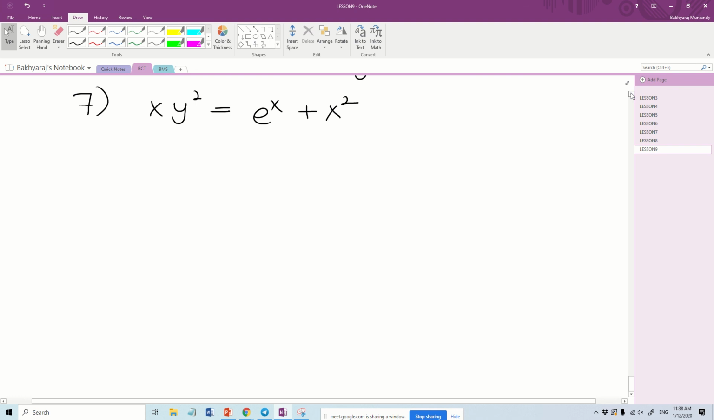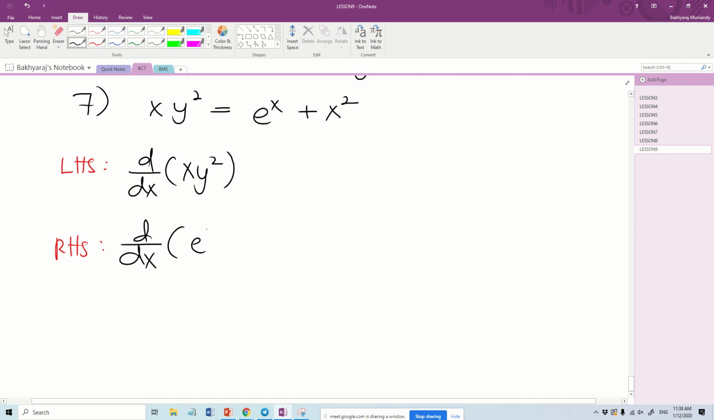Okay, what is the first step I should do? First step saya buat. Bring X to the other side. Yeah, I should do left side, right side. Okay, itu yang paling senang lah. So left side I do d dx untuk xy square, and then right hand side I should do d dx for exponent x plus x square.